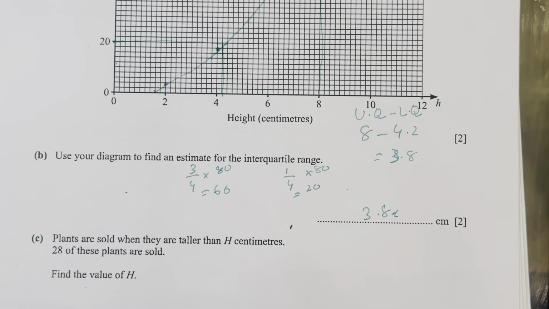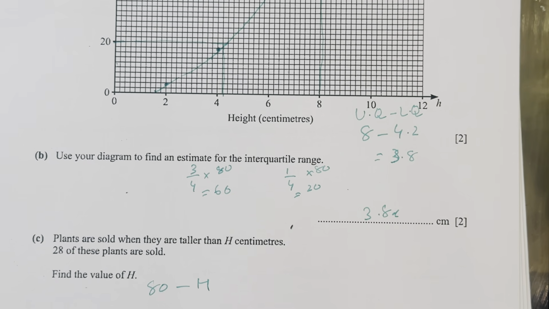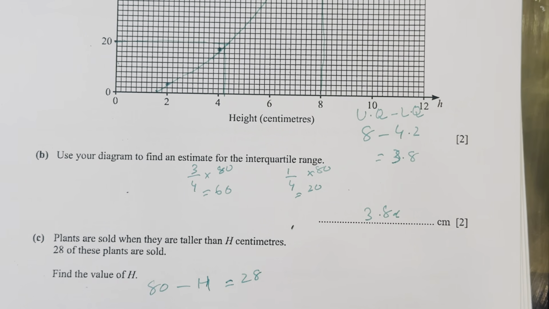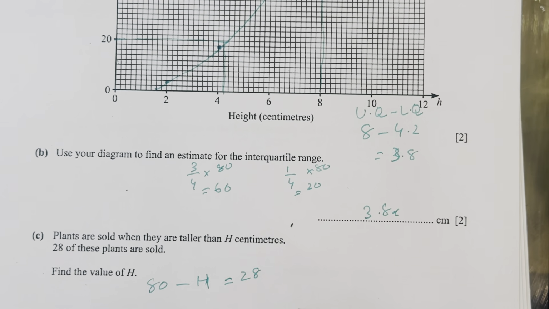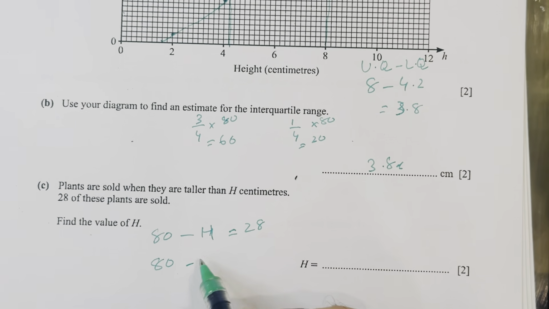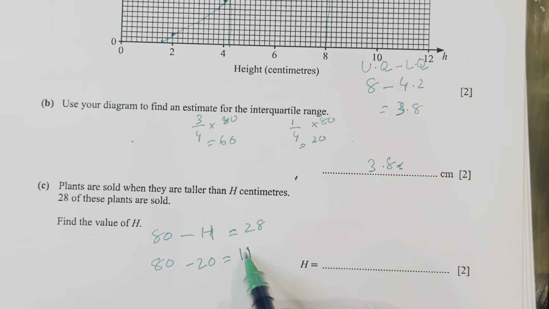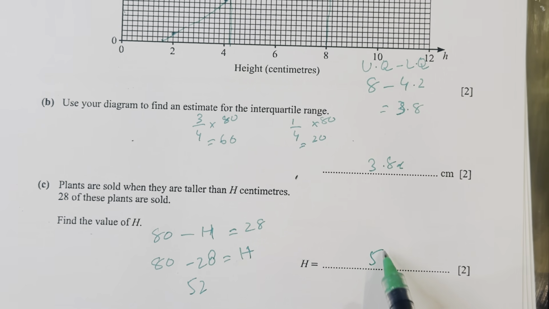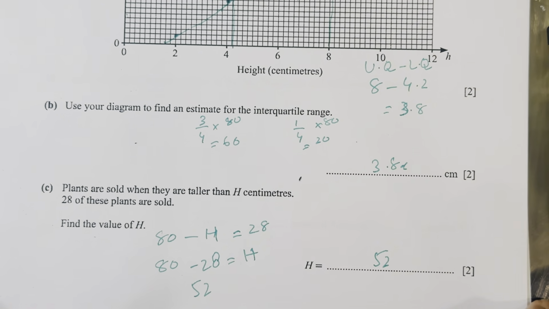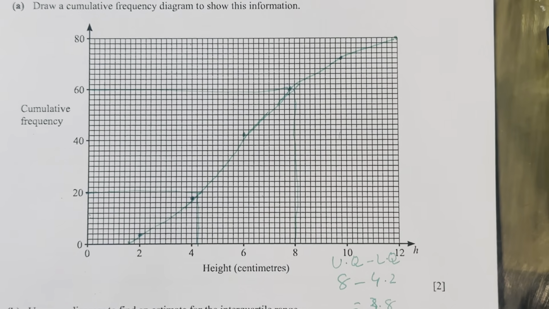So we're going to use the formula: the cumulative frequency is 80, and we subtract h because these plants are sold and the remaining plants are 28. So we solve it like that: 80 minus 28 is equal to h. The answer would be 52. So 52 is the height in centimeters. Okay, this was an easy question but a bit tricky in the last part.